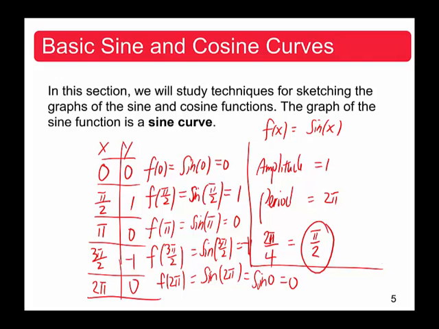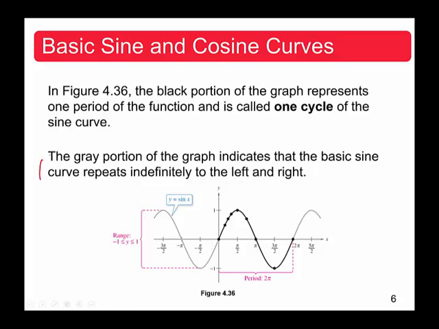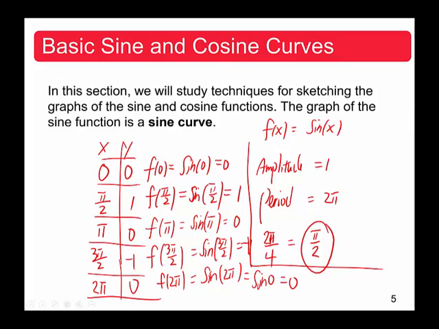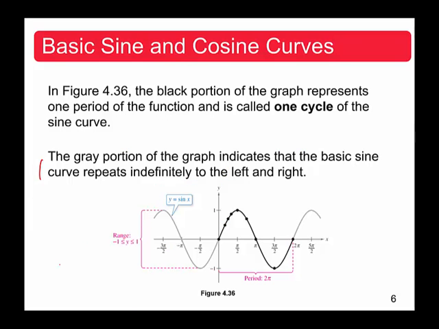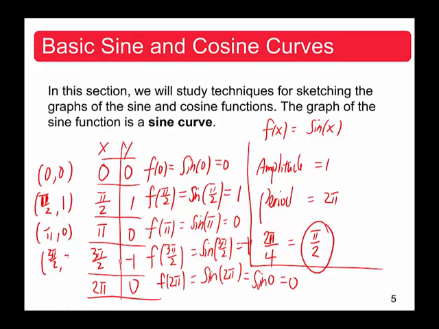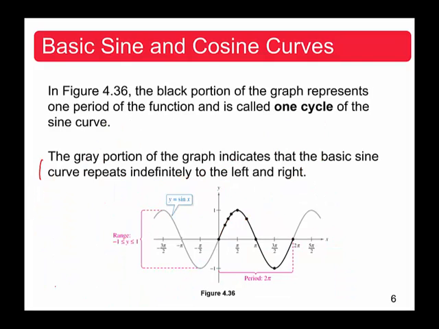Alright, and once you have 5 ordered pairs, if you sketch the graph using those 5 ordered pairs: 0, 0, up to pi over 2, 1, then pi, 0, 3 pi over 2, -1, and 2 pi, 0. We should be able to get the sine curve. And this is one cycle right here.